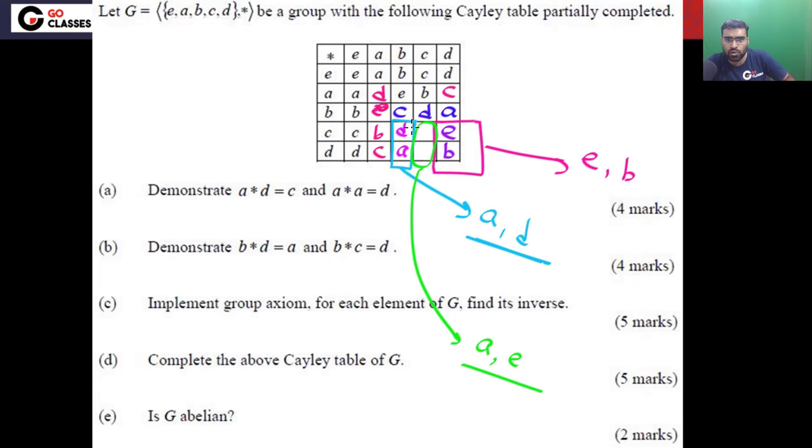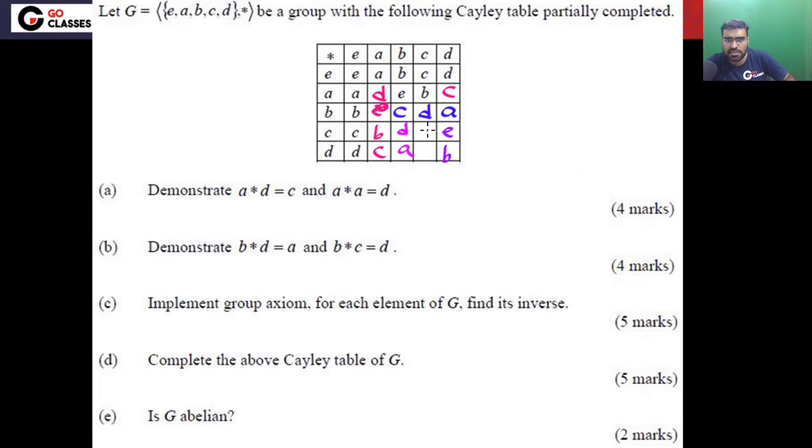So what I have to do? I have to put A here and I have to put E here. So this is the final answer that I got. This is your Cayley table. The question is asking to complete the Cayley table. We have done it. I hope you enjoyed it. This is very similar to Sudoku.